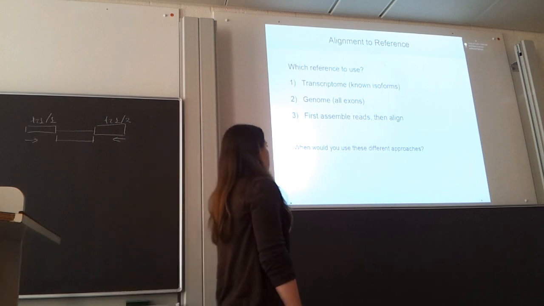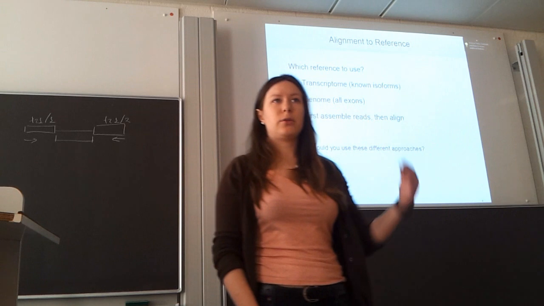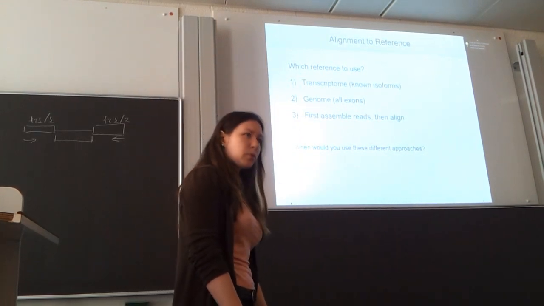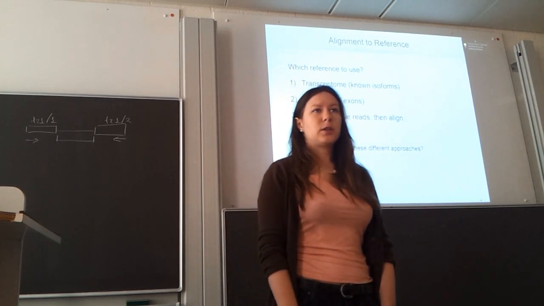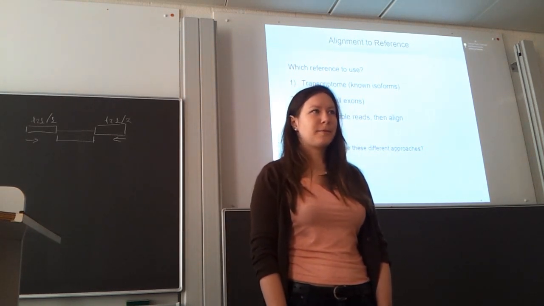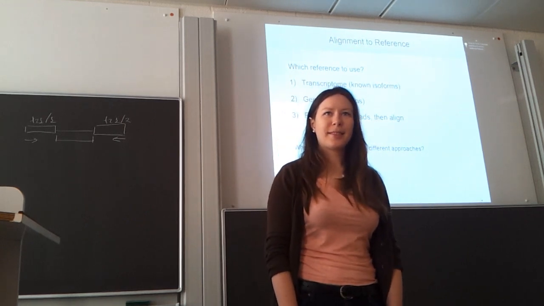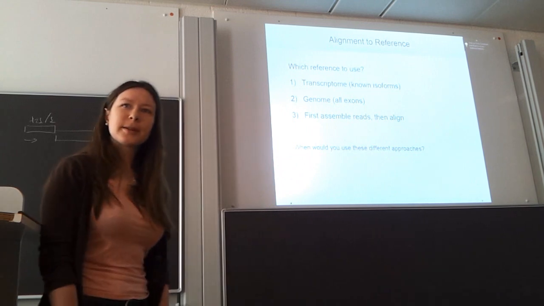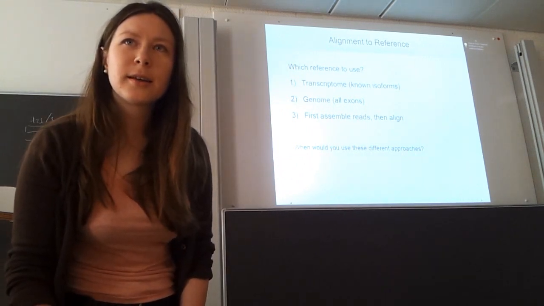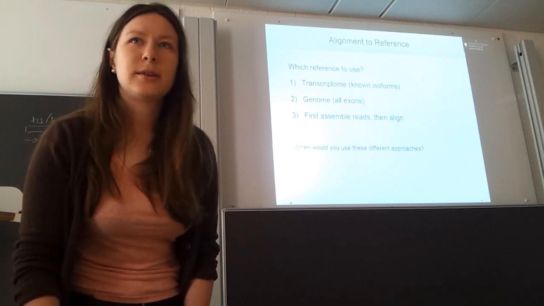So why would you use 3 different approaches? What is the benefit to use either of those? So for example, why would you use alignment against transcriptome? When is it important? No ideas? It's the knowledge we already have. Because we're doing RNA-seq, we're looking for a transcriptome. Yeah. Comparing it to what you already know.